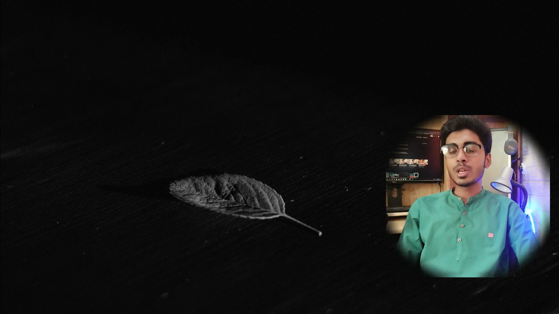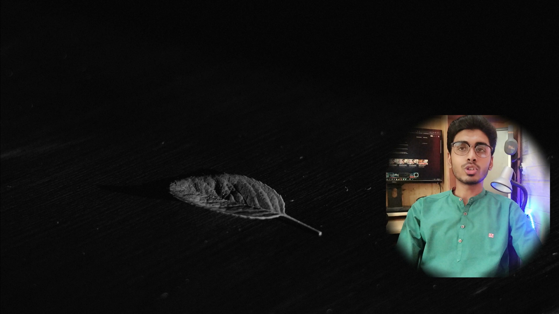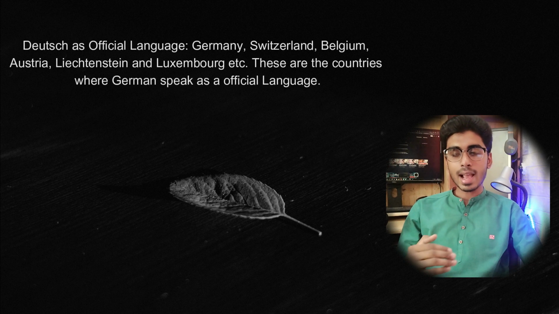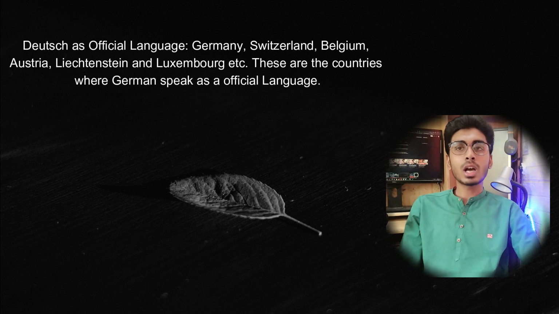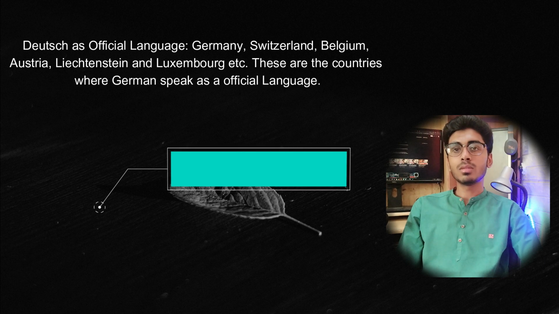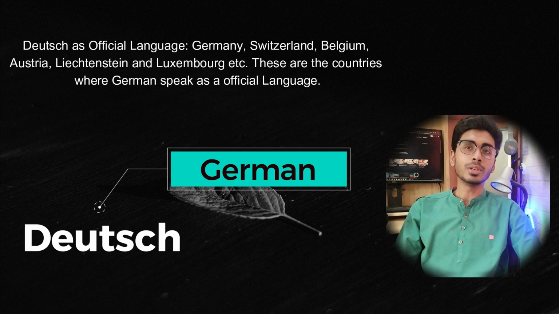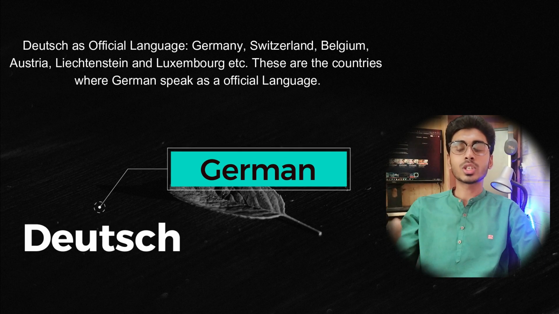The next point that is very important, and the last point about the German introduction, is Deutsch as the official language. Deutsch means German. Some people pronounce it as Dutch, but it's not Dutch. It's Deutsch, because we pronounce it as DOI. The word is shown on the screen, right?